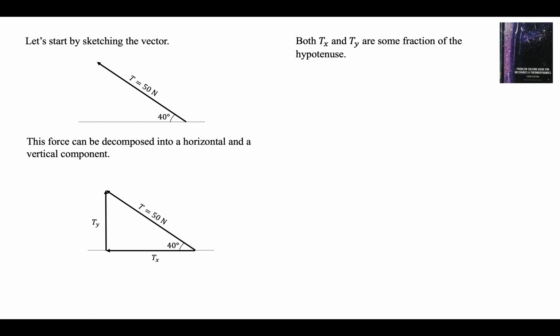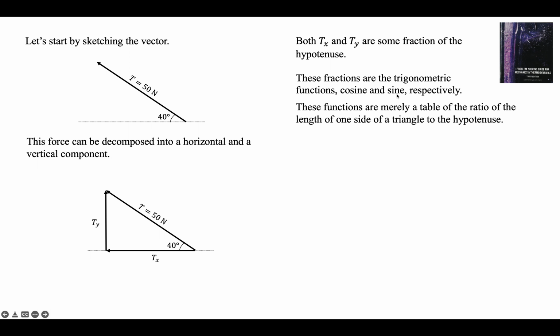Both of these are some fraction of the hypotenuse. The vector itself, whether it's a force, a velocity, a momentum, or an electric field, that's the hypotenuse. The components are always smaller than the hypotenuse, or equal, never bigger. The fractions we want are the trigonometric functions, sine and cosine. Sine and cosine are fractions.